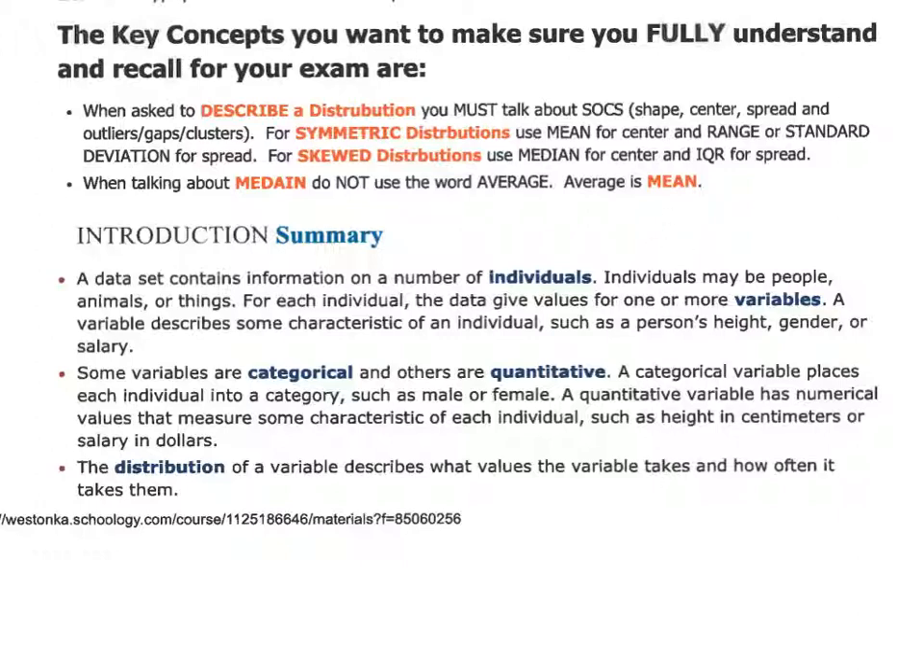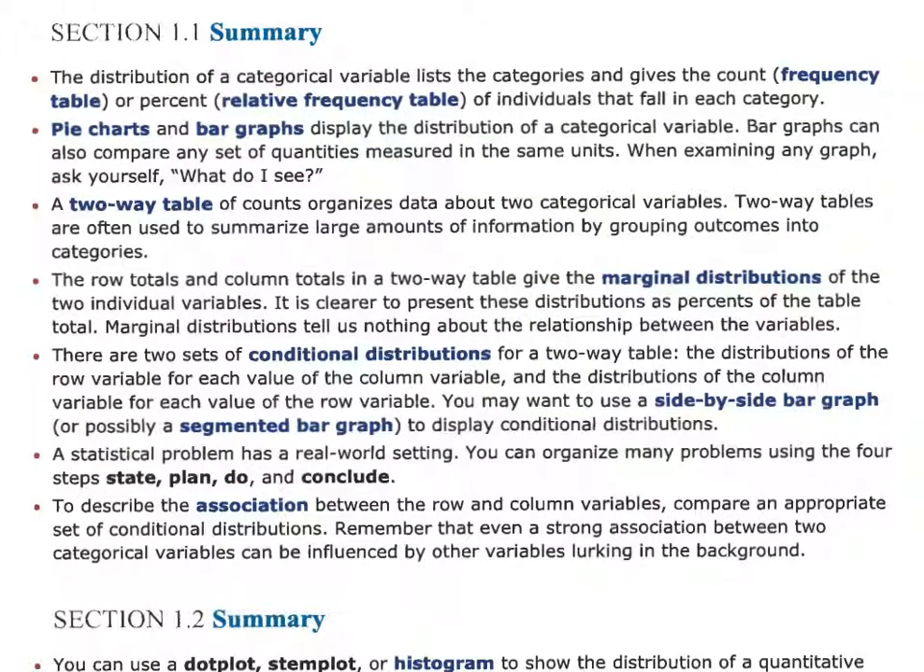Some of the key things for vocabulary, remembering individuals, variables. You do want to understand the difference between categorical and quantitative. Remember, quantitative, that's when we do anything for the means. Categorical is going to be for the proportions. And when you have a distribution and you have to describe it, you do not want to forget your SOCS. You must talk about shape, center, and spread. And that applies to all topics, not just coming out of chapter 1.